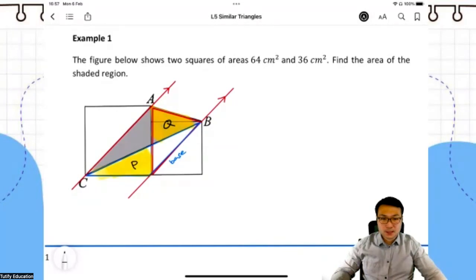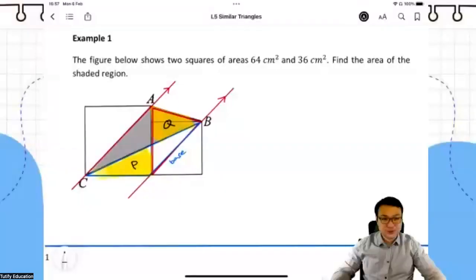Okay, let me ask Andriel. Do you have an answer? Is it 32? Yes, it is 32. Very good. Well done. And okay, students, so the answer is 32.